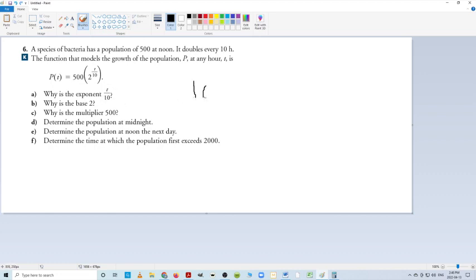Okay, well think about it. If 10 hours passes for T and I divide by 10, I get 1. And that means 2 to the power of 1, which means it will double my 500. So when that is 10 for time, it'll double. When it is 20 hours, that'll be 2 to the power of 2, which is 4, so it'll go from 1,000 to 2,000. The reason it's 4 is because it's 4 times the initial value. But just every 10 hours, this is what it's going to look like.